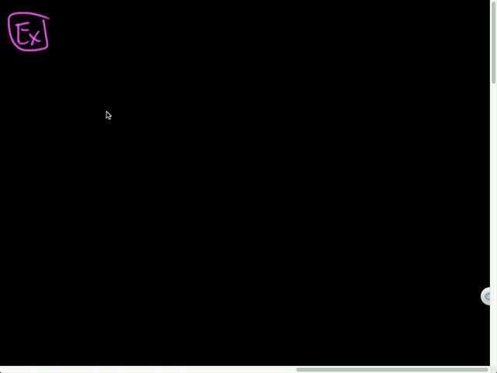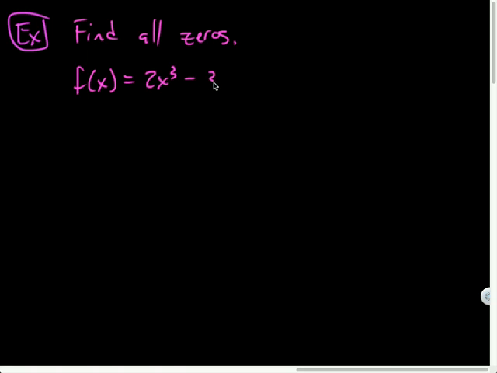So let's do another example, friends. Find all zeros. Gotta find them zeros. Here we go. What if f of x equaled 2x cubed minus 3x squared minus 9x plus 10? So first things first, let's rat root this. That's such a gross word. Rat root.